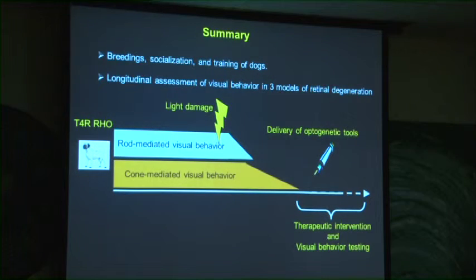One of the challenges that they found is that most of the dog models are really not that blind. So they have to induce light damage. The one that looks like the best example is the rhodopsin mutation, T4R, where they can induce light damage and then deliver the optogenetic tool.